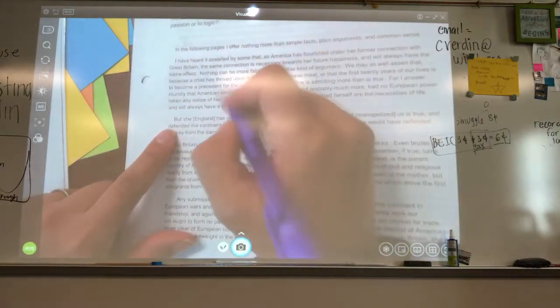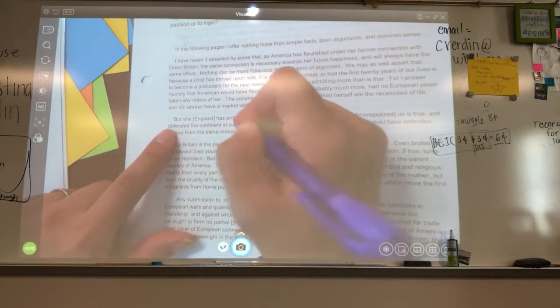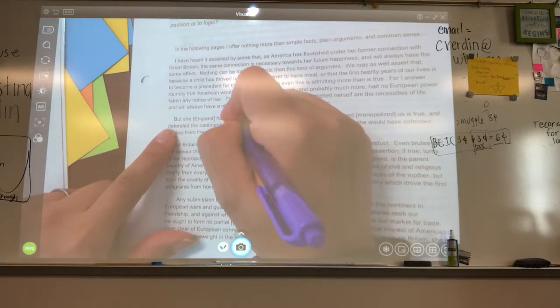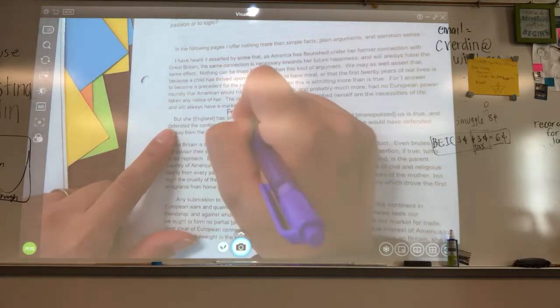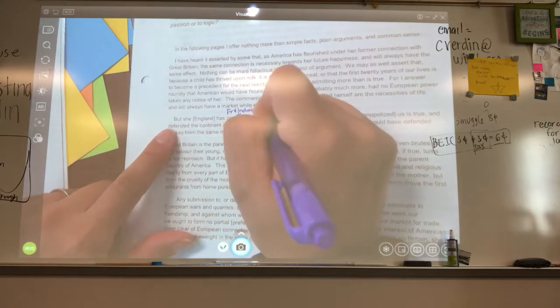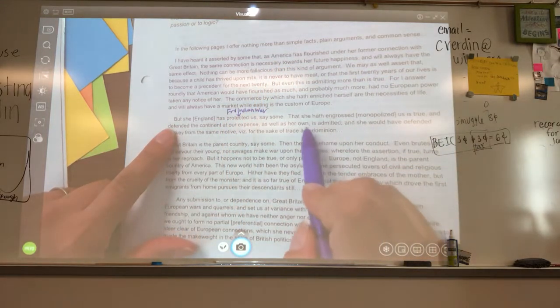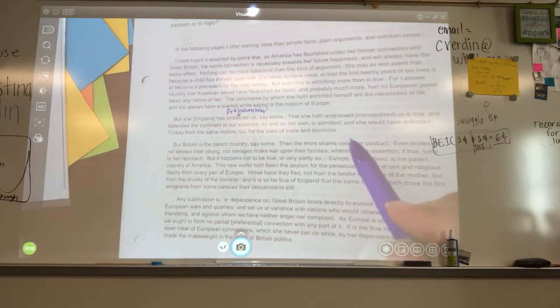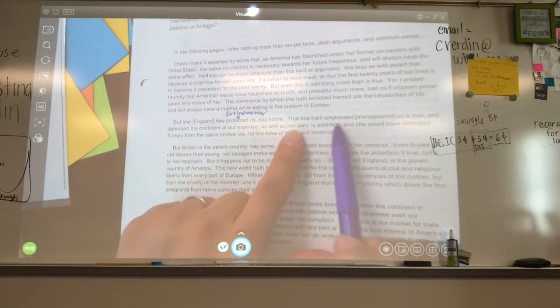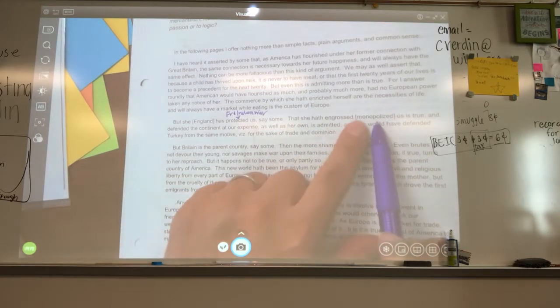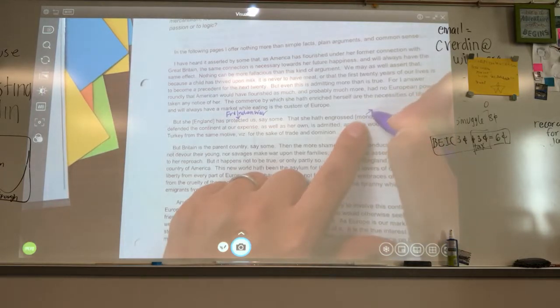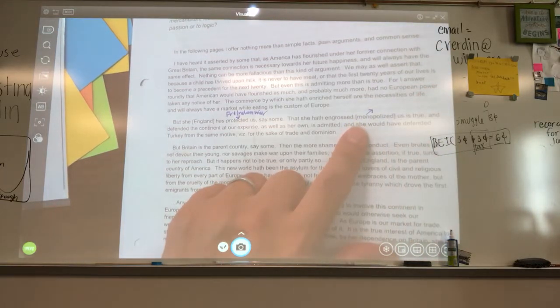Okay. But she, England, has protected us, say some. Where has England protected them? The French and Indian War. So they're like, look, England, she's protected y'all. But then here comes the rebuttal. But she has engrossed and monopolized us, is true. How has she monopolized the colonies? The tea stuff. Oh, the Tea Act, right? Could I even say mercantilism?